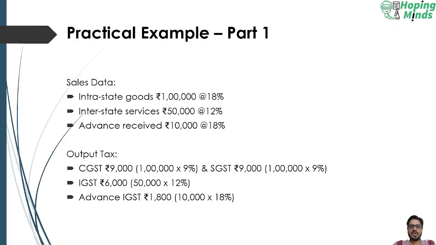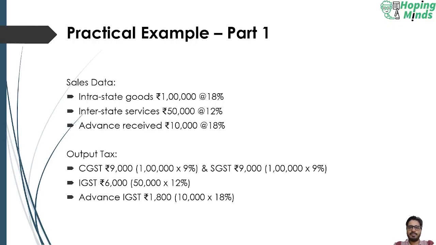Then interstate provisioning of services rupees 50,000 at the rate of 12%. Since this is an interstate transaction, IGST will be charged. So 12% of rupees 50,000, that is rupees 6,000, will go under the IGST liability. Then advance received rupees 10,000 at the rate of 18%. So advance IGST will be 18% of 10,000, that is rupees 1,800. So up to this point, the ultimate tax liability will be CGST rupees 9,000 and SGST rupees 9,000, and IGST will be 6,000 plus 1,800, that is 7,800 rupees.